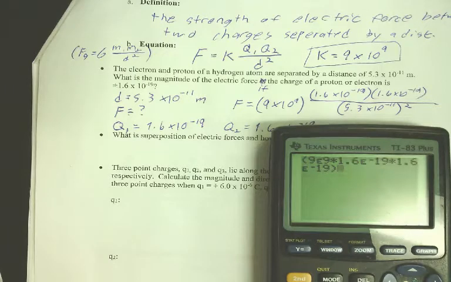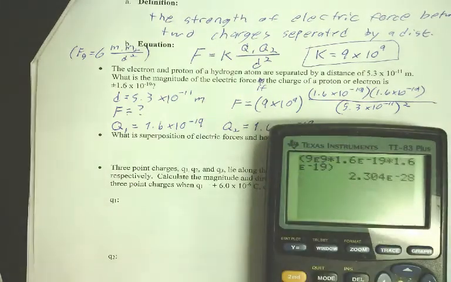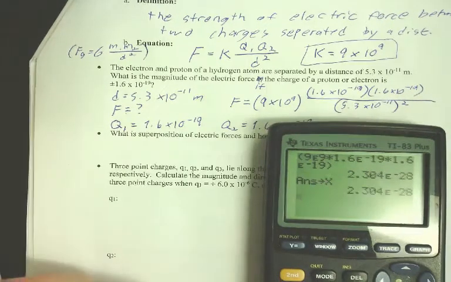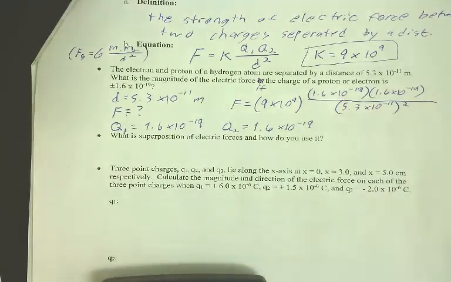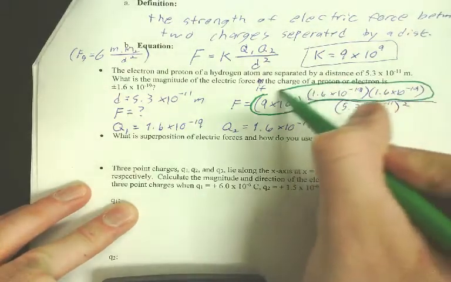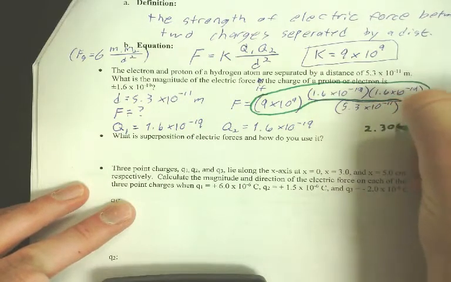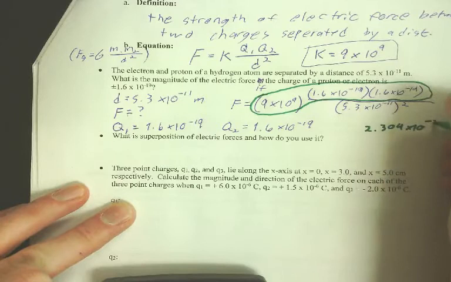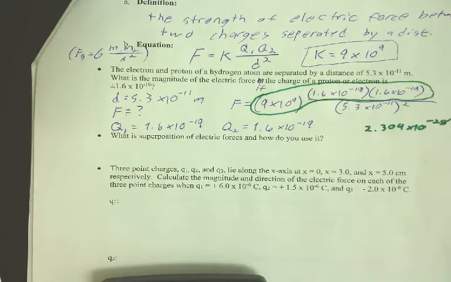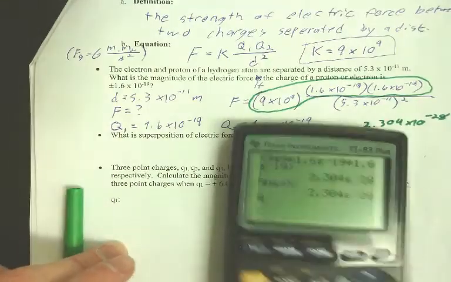At this point, I could divide out the denominator if I wanted to, but I'm going to do that separately. That gave me 2.304 times 10 to the 28th, and I'm going to save that number. So I multiplied these three together, and when I did that, I got 2.304 times 10 to the negative 28th. All right, that's how you do TIs.